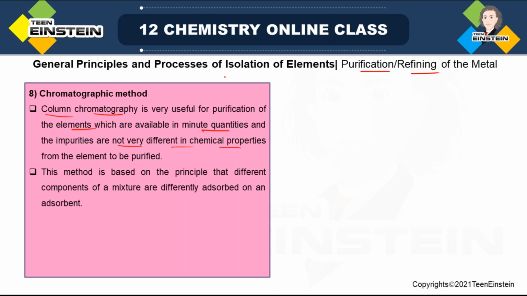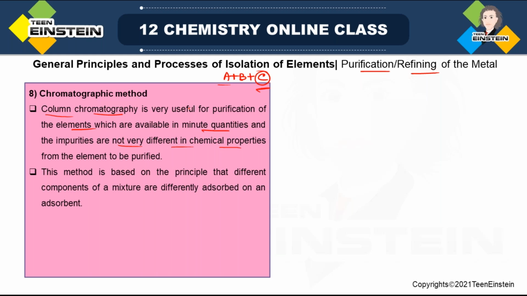So suppose we have a mixture A plus B, it may be 2, at least 2 must be there, because we are separating, so one component is not possible, minimum 2. But suppose we have a total of 3, and among these we want C, and the other 2 are impurities. In this case, the chemical properties of A, B, C must be close to each other, otherwise this technique we cannot apply.